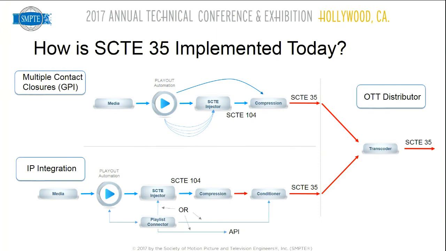The broadcaster will put secondary events in the playlist, which are set to trigger a particular GPI. And then inside the SCTE injector card, there are canned messages. So they might say start of program, or start of ad break, or start of advert, and so forth. And that can either be done directly as SCTE 35, or it can be injected as SCTE 104, which is the baseband version of SCTE 35. And so the idea is a compression encoder for distribution will convert 104 to 35.